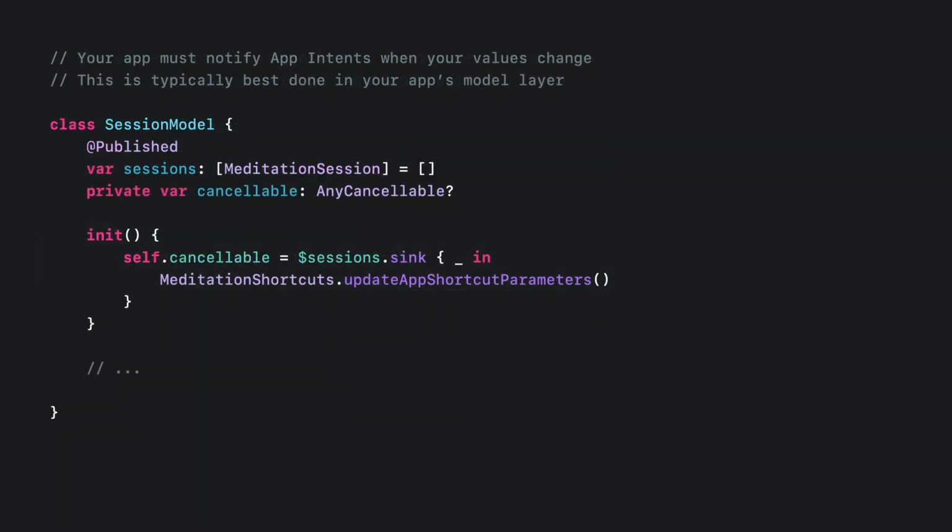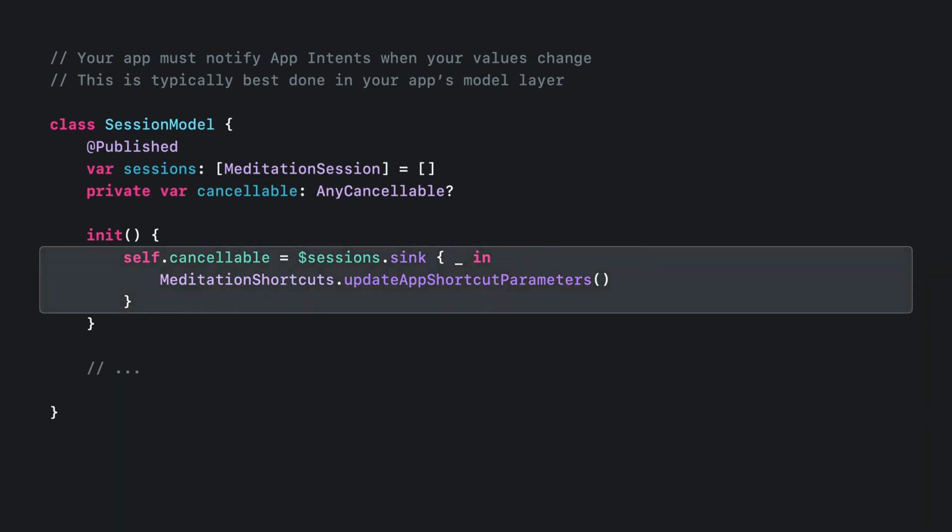Second, I'll need to update my app's model layer to notify the AppIntents framework whenever my list of sessions changes. In my app, I infrequently publish new session types that I fetch from the server in the background. I'll update my session model to call the update app shortcut parameters method anytime I receive new sessions. This method is provided by the AppIntents framework. You don't need to implement it yourself. When called, AppIntents will invoke your entities query to gather the list of parameters for your shortcut phrases.